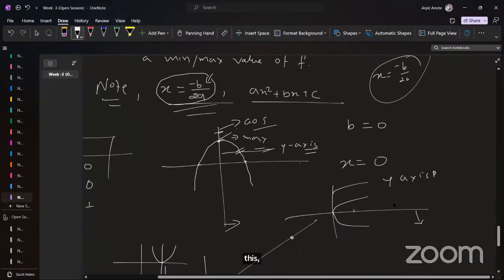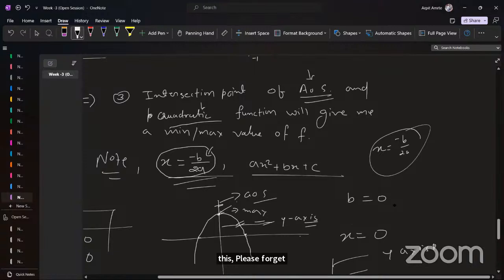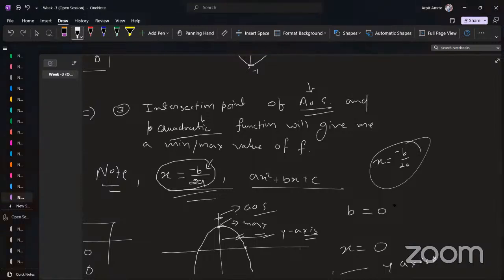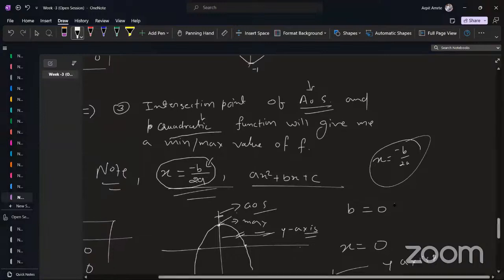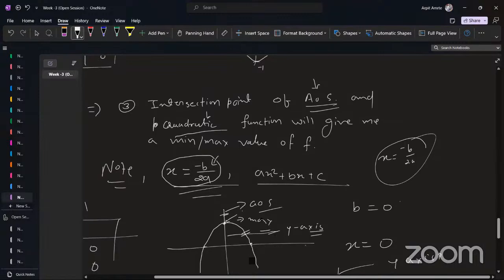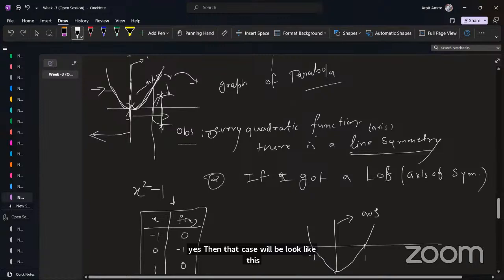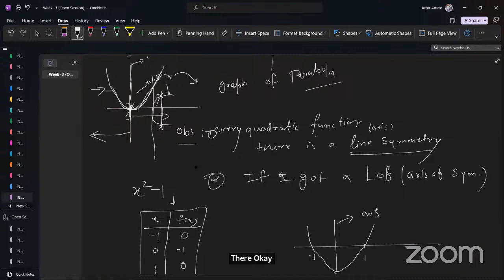That means when y is equal to 0 and x is equal to minus b by 2a, the point minus b by 2a, 0 becomes the intersection point of the line of symmetry and the parabola. Then that case will look like this only. Okay. Excuse me, sir, is that what you are saying?